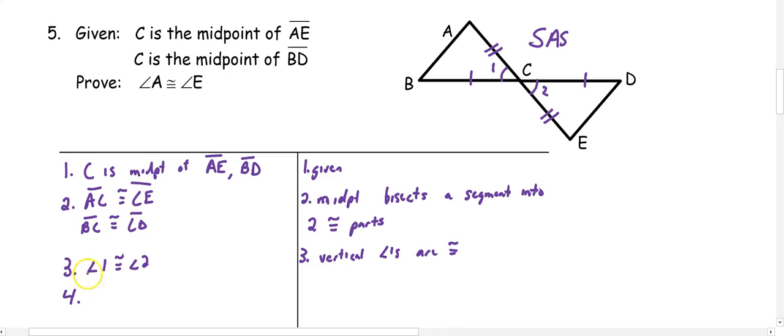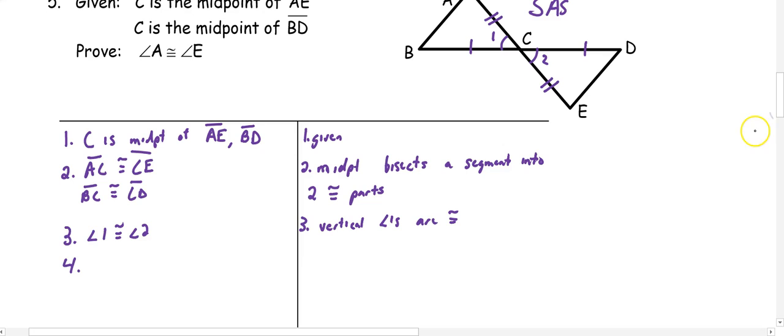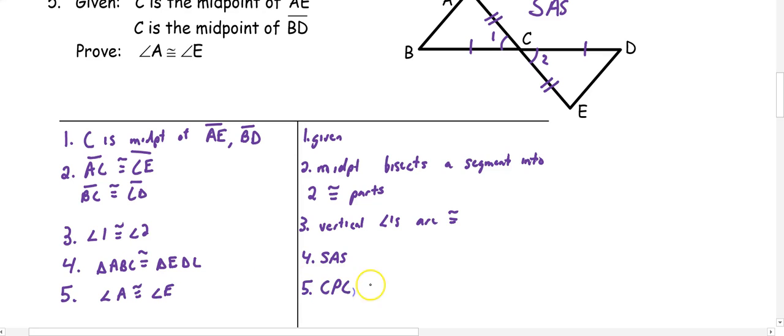And then our second to last step is we prove that the triangles are congruent. So they didn't give us the triangle name, so we have to make them. So triangle ABC is congruent to triangle EDC. And we know that was from side angle side. So now this is where we usually stop our proofs, but because it says prove the angles are congruent, we're going to go one more step. Angle A is congruent to angle E by CPCTC.